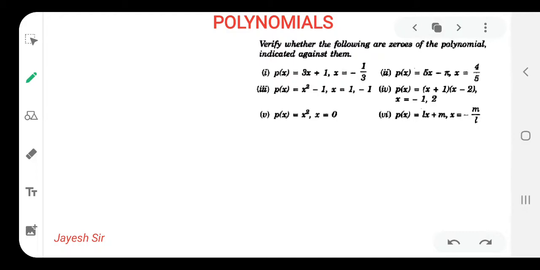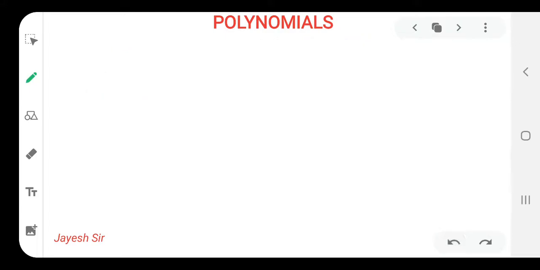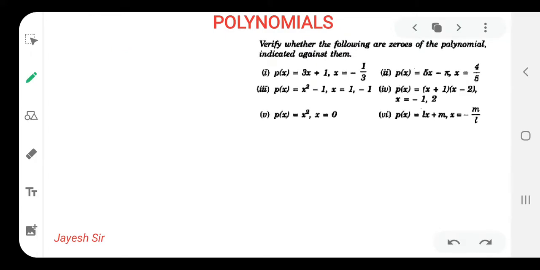What is the polynomial equation? x square. We have to put only one value, that means 0. So we'll put the value of x as 0 in this equation. 0 square is 0. So yes friends, then it is a zero of the polynomial. It is easily solved in one step only. I hope you all might have understood and cleared your concept properly. So let's solve sixth sum based on this topic only friends.